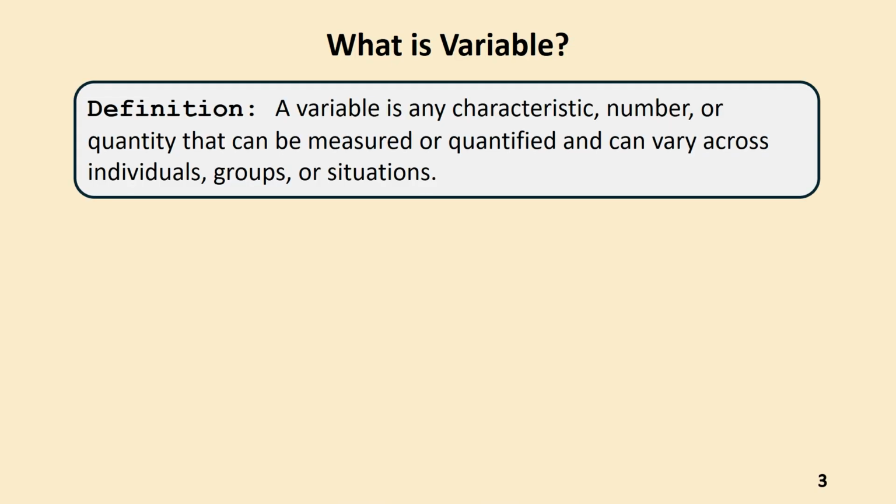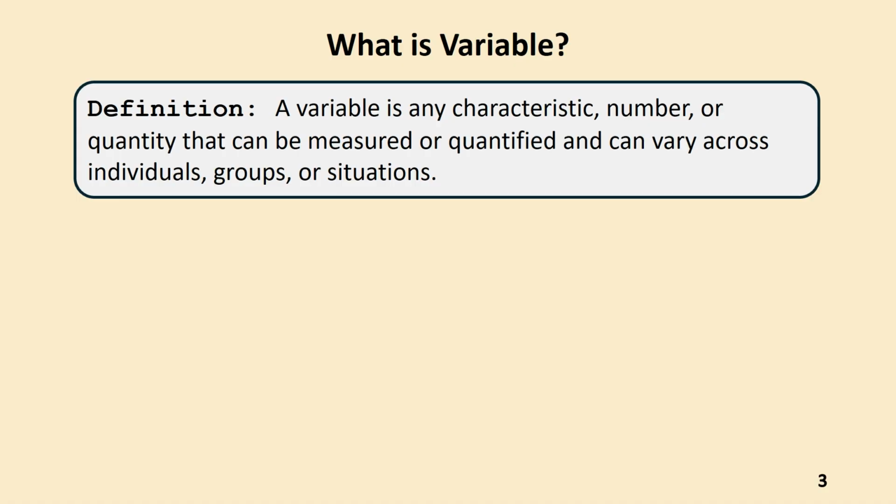So, let us start. First is, what is a variable? You can see here on the screen. A definition: a variable is any characteristic, number or quantity that can be measured or quantified and can vary across individual groups and situations. Here, it is important to understand how a variable is different from other aspects: it has a characteristic that it is measurable and quantified.